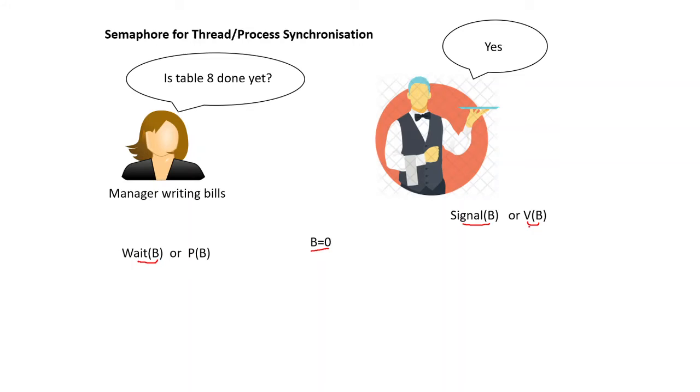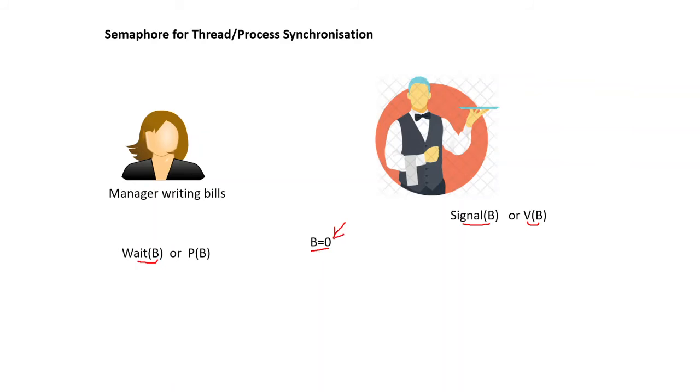Now, in the first case, as we have seen, the manager asks if table 8 is done yet. So in that case, it checks that the B value is 0. But it might be that before the manager asks, the waiter comes in and says that table 8 needs a bill. So in that case, the value of B becomes 1, and now when the manager tries to write the bill, it knows that the value of B is already 1, so it can write the bill without getting blocked.